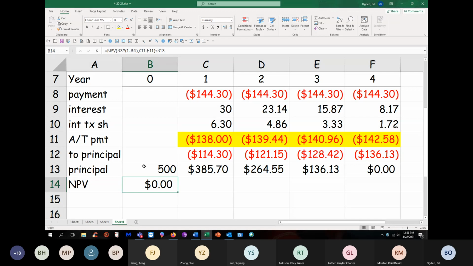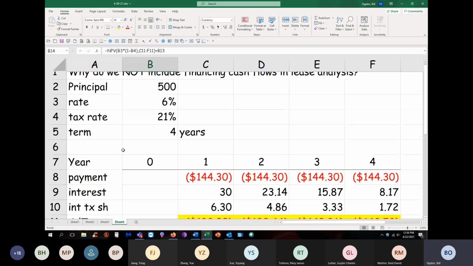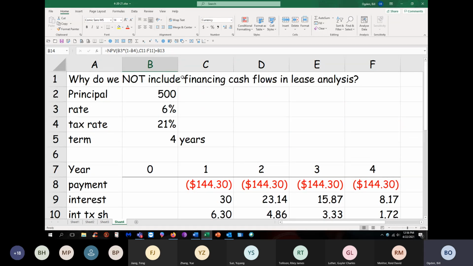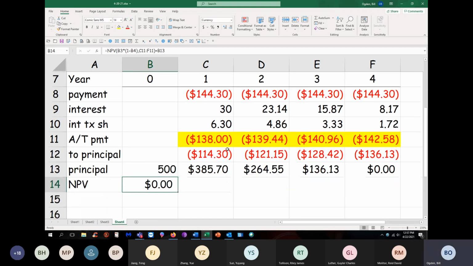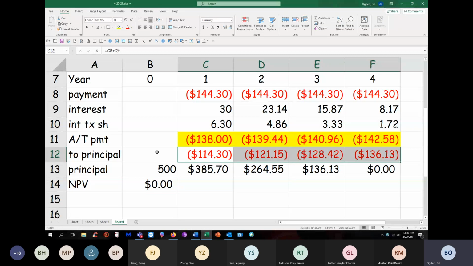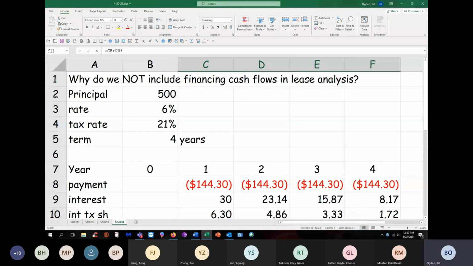So let's go up and answer our initial question: why do we not include financing cash flow? So what would happen if we do an NPV analysis of the leasing cash flows, correct? What would happen if we added these cash flows? So we added 500 to cash flow 0, and all of these cash flows in yellow to cash flows 1, 2, 3, and to years 1. Well, you're going to get NPV 0. It doesn't change anything.